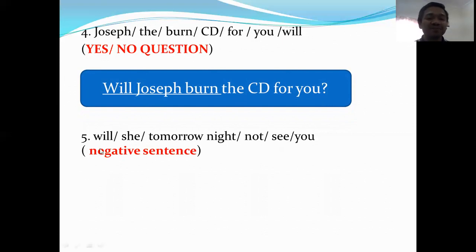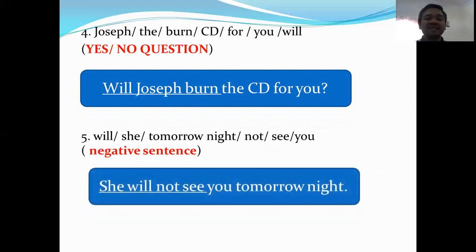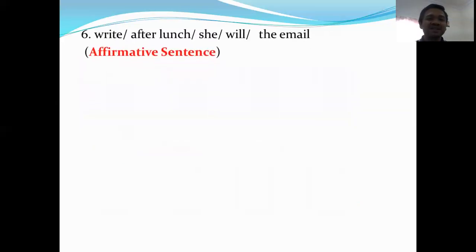Okay. Number five: will, she, tomorrow night, not, see, you. Negative sentence, please. Five seconds. Five seconds is over, so you will say, she will not see you tomorrow night. Subject, will or will not, negative, and then verb one or simple present form. Easy, right? Very easy.